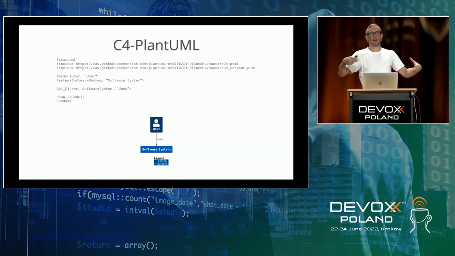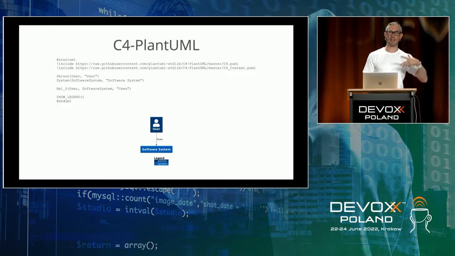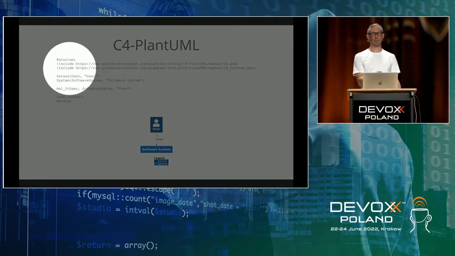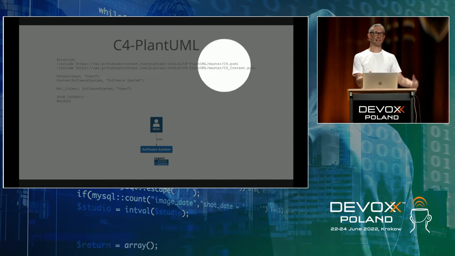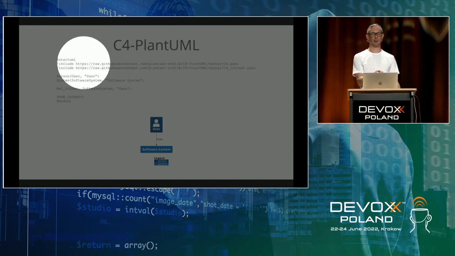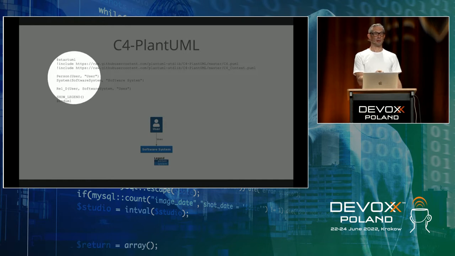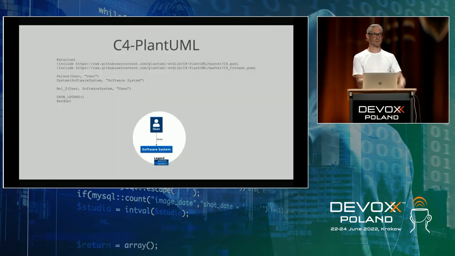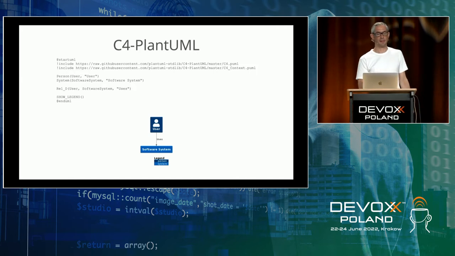PlantUML is one of the more popular diagrams as code tools. And somebody released some extensions a number of years ago called C4-PlantUML. Essentially, this is a set of macros that help you create C4 diagrams on top of the PlantUML tooling. So in this example here, we've got a couple of includes. So these big long includes essentially include the PlantUML macros into your PlantUML file. We're creating a person and a system and a relationship between the person and the system. And this little bit of text will generate you that diagram. So there's some support for coloring and diagram keys and that sort of thing.